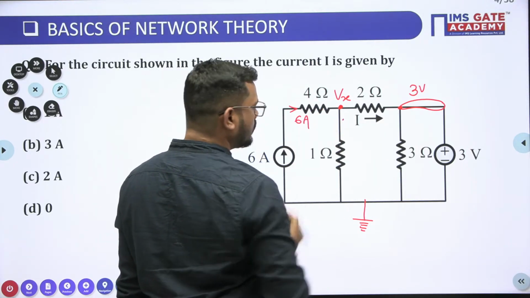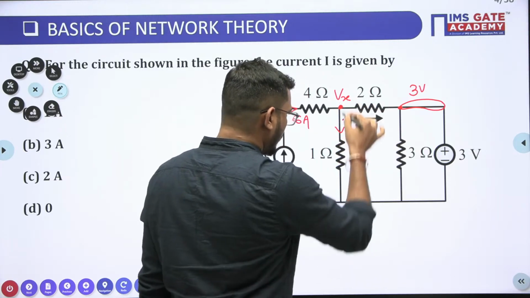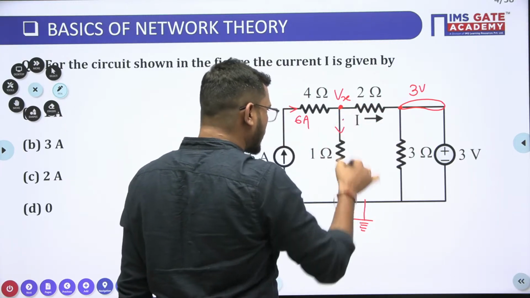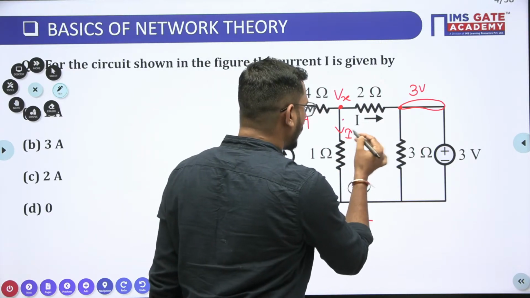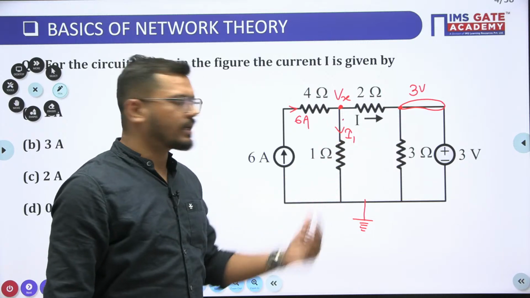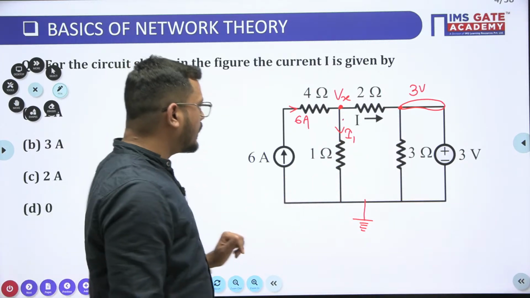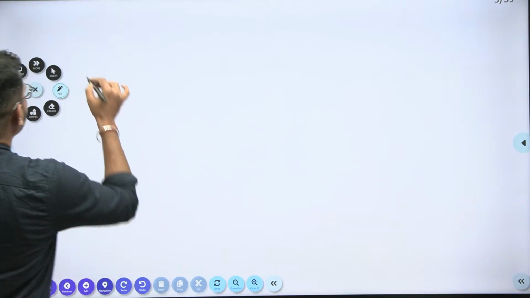Okay. Very good. This current is I, and as we don't know the current of this terminal, let us suppose it is any current, I1 or I dash, anything you can assume. So I am assuming I1. Let us write KCL at node Vx, guys.